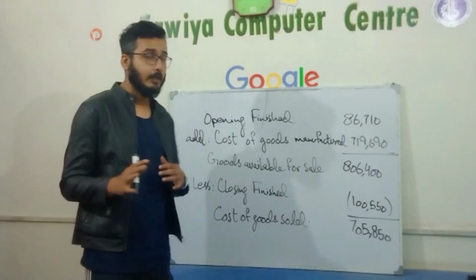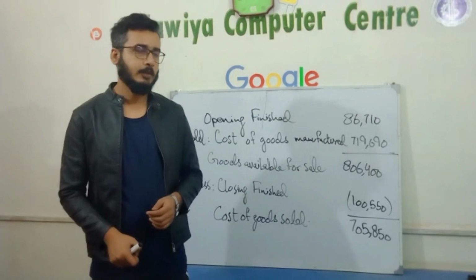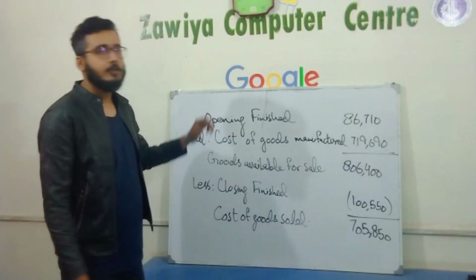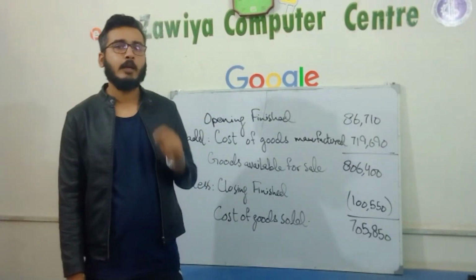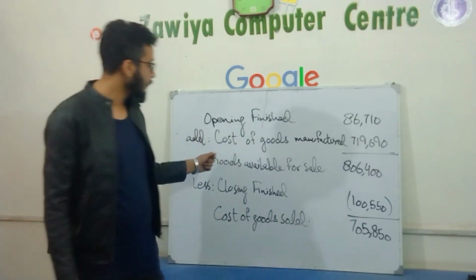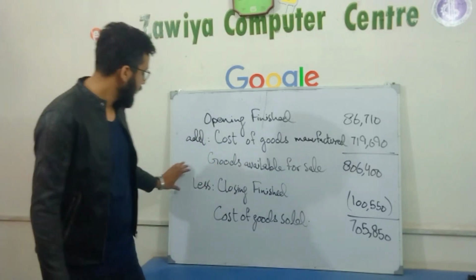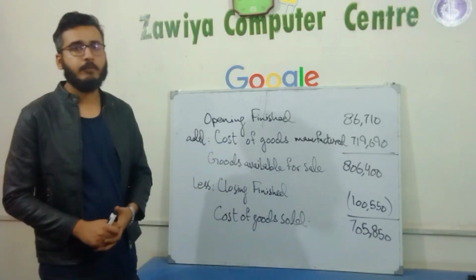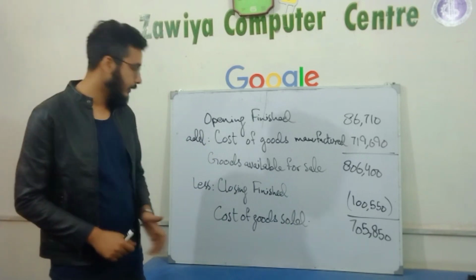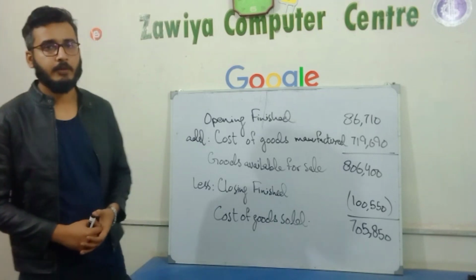Okay, so having calculated the cost of goods manufactured, which are the finished goods of the current period, we have opening finished goods which were not sold in the previous period. Then, by adding both of them, we have goods available for sale in the current period. Then, by deducting the closing finished goods which are not sold in this period, we shall get the cost of those goods which are sold in the current period.